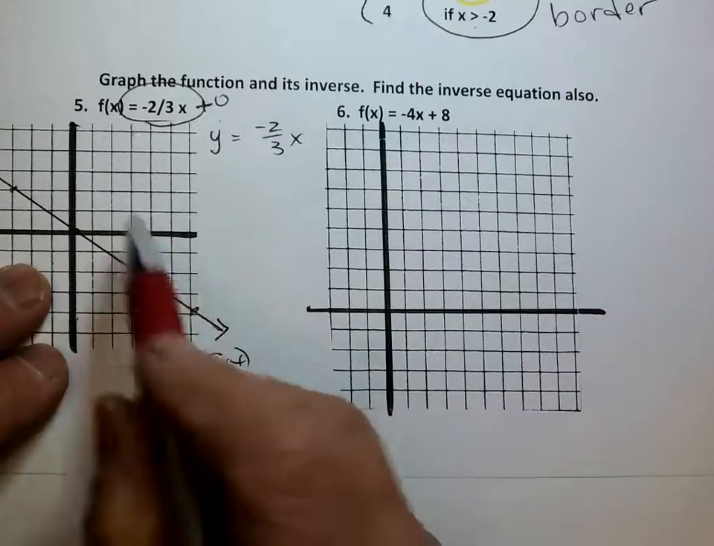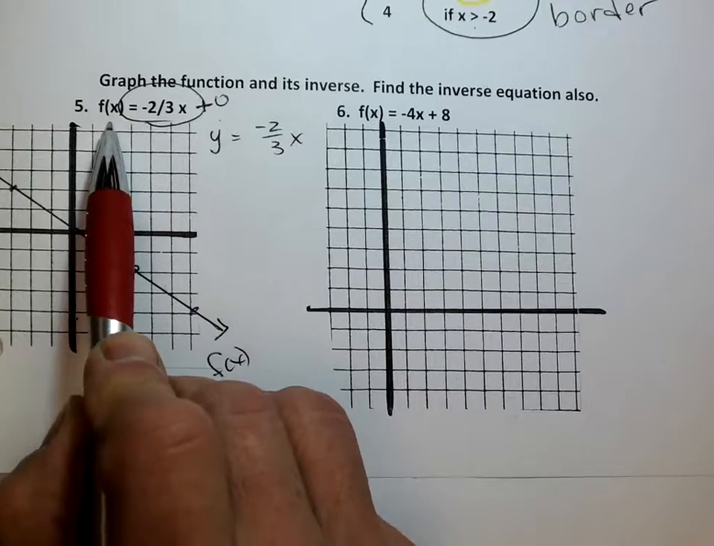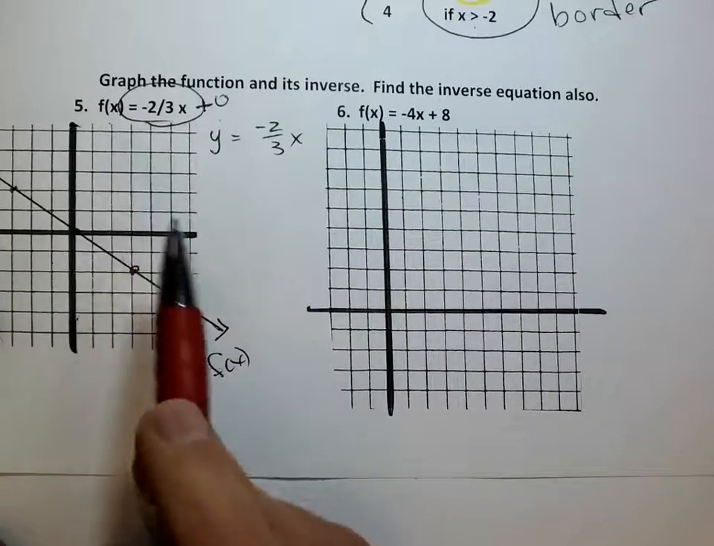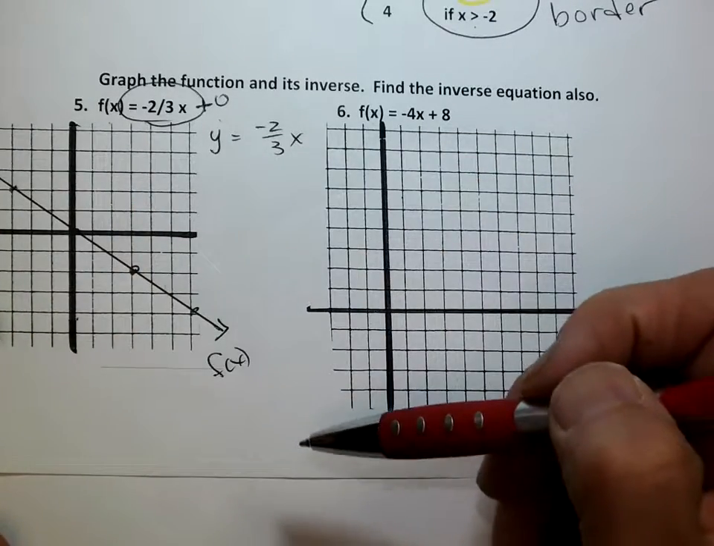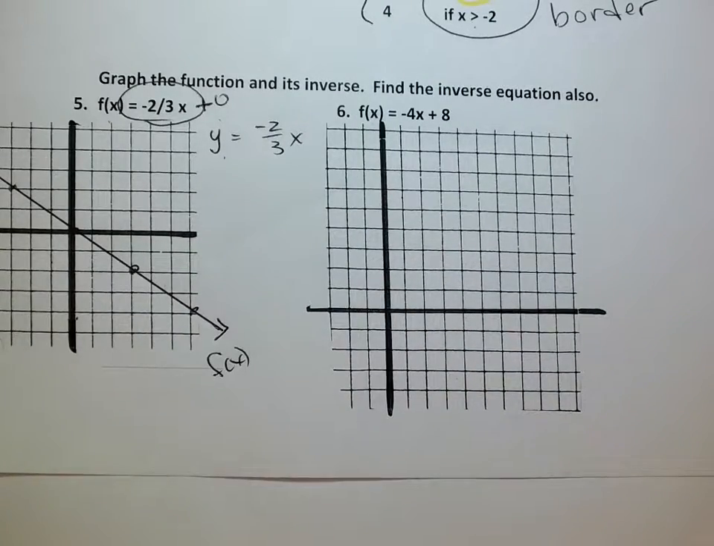Okay? I just took the equation. I know f of x and y are the same thing. The only reason we use f of x is, sure enough, that is a function, right? It's a function. So let's go back to y. So when we do an inverse, we switch x and y. We're going to switch x and y. So we're going to rewrite this.